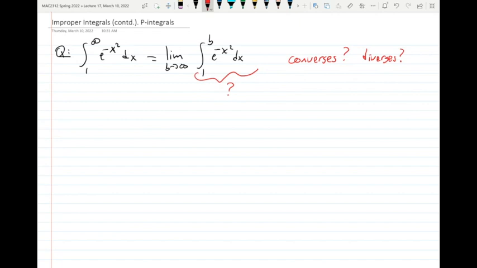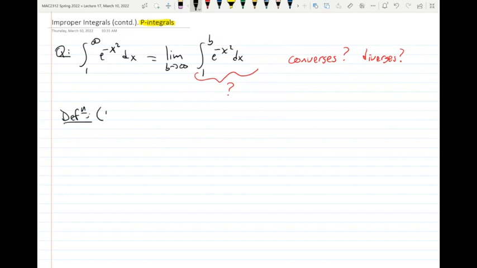Whenever possible. To do that, let me talk about a special type of integrals first, which we call p integrals. They're going to be helpful to us in the next chapter when we talk about series. So we're going to come back to this question later. Let me go ahead and define p integrals.